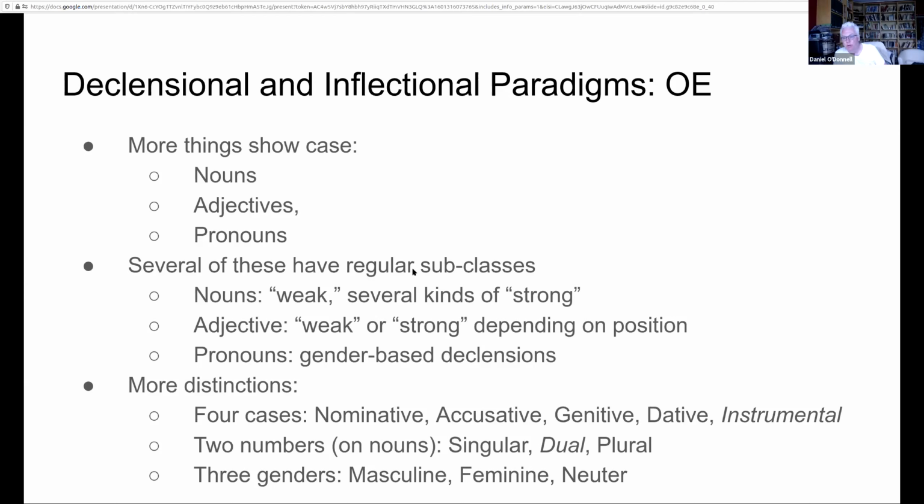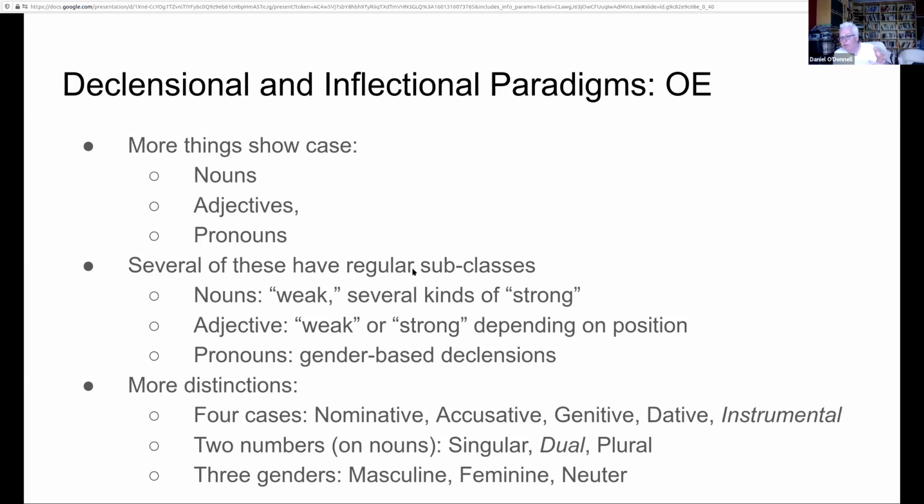In English, the only things that we can put case on are personal pronouns and nouns. So I, you, he, she, it, we, y'all, they, and then I can go me, you, him, her, it, us, y'all, them. So I can put case. In fact, our personal pronouns can have more case than other things, and our nouns. But in Old English, they can put it on nouns, adjectives, and all pronouns.